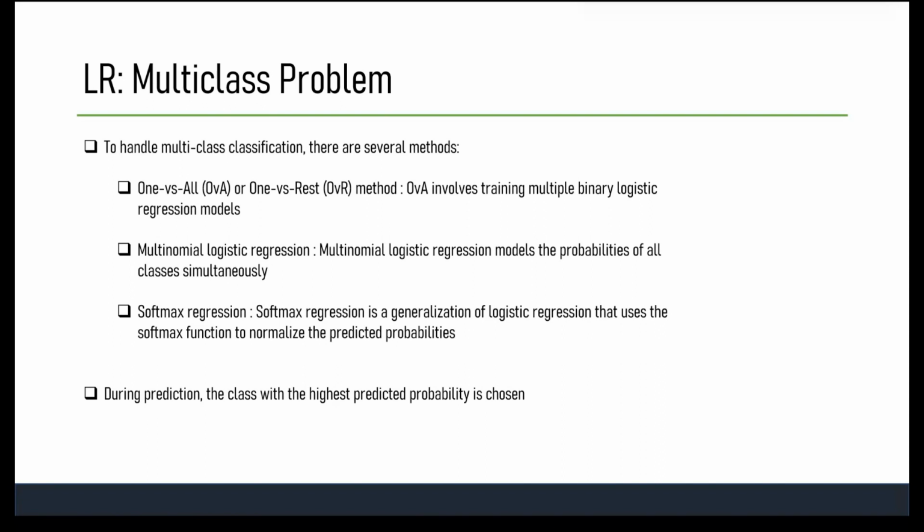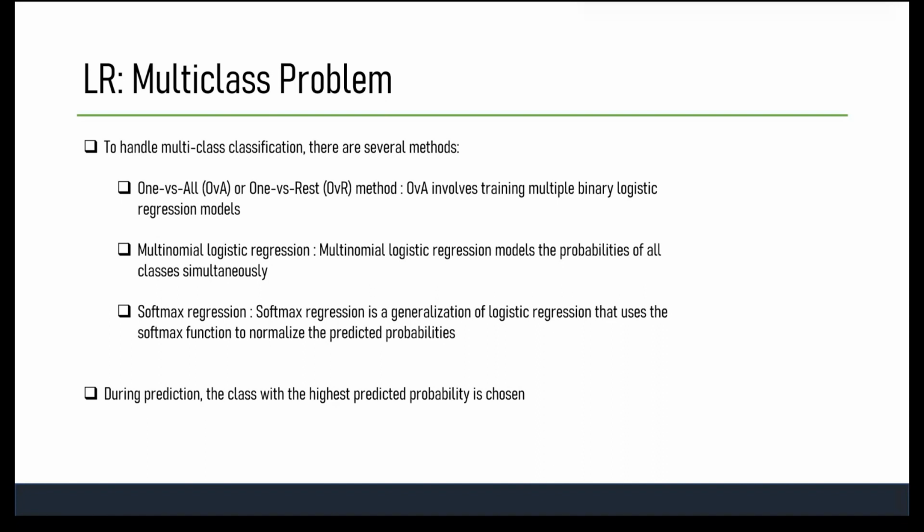Another method is multinomial logistic regression. This method extends binary logistic regression to handle more than two classes by modeling the probabilities of all classes simultaneously. In this method, a logistic regression model is trained to predict the probability of each class. Then, given the input variables, during prediction we would choose the class with the highest predicted probability.